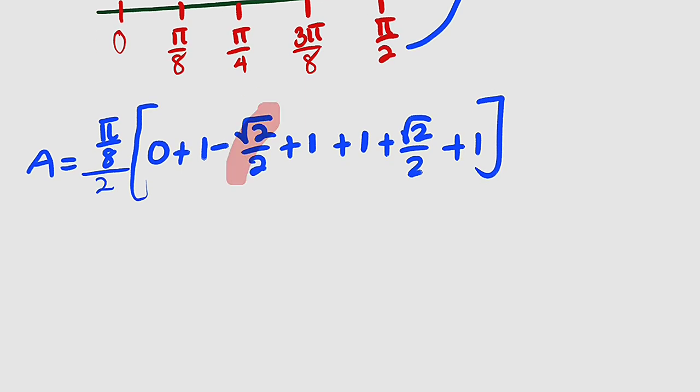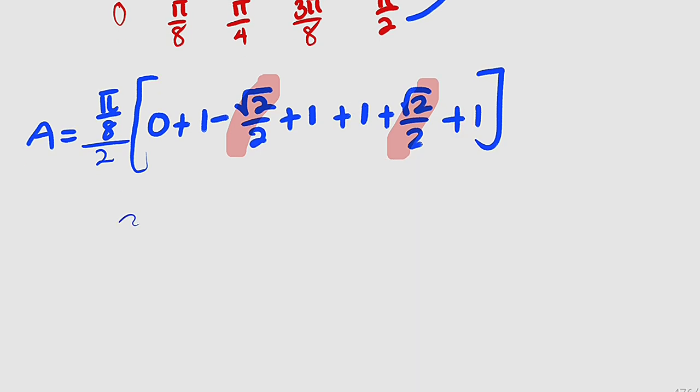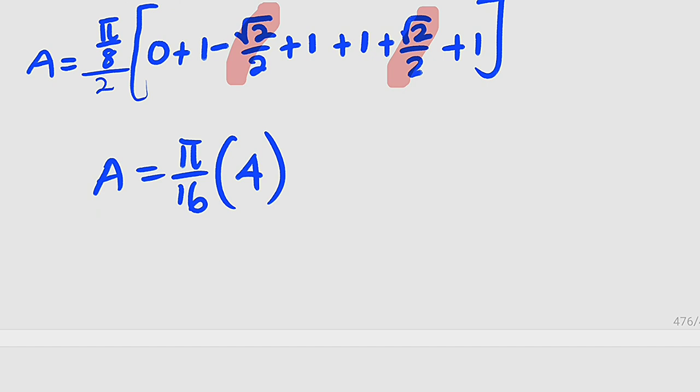So this is what we have. Because this is negative, it will cancel with this positive. 0 plus 1 is 1. 1 plus 1 is 2. 2 plus 1 is 3. And 3 plus 1 is 4. So we have 4 under the parentheses. So we have a equal to pi over 16, then multiply by 4, which is under the bracket. And 4 will divide 16 exactly 4 times. So a, which is our area, is pi over 4.